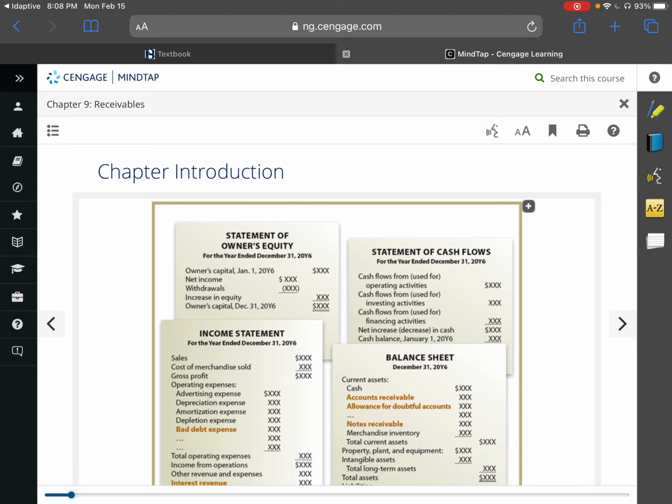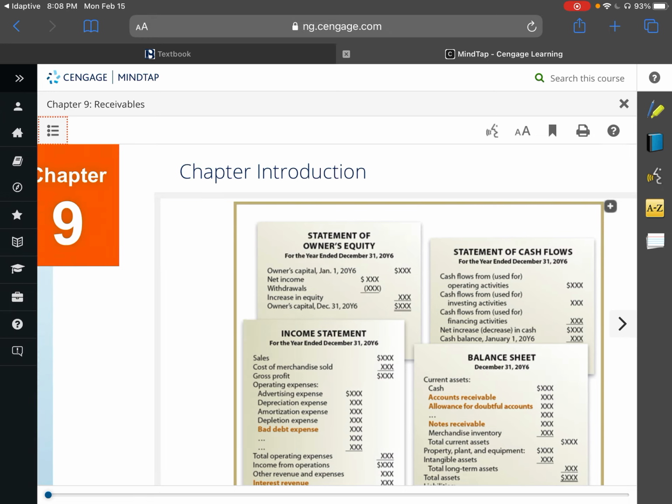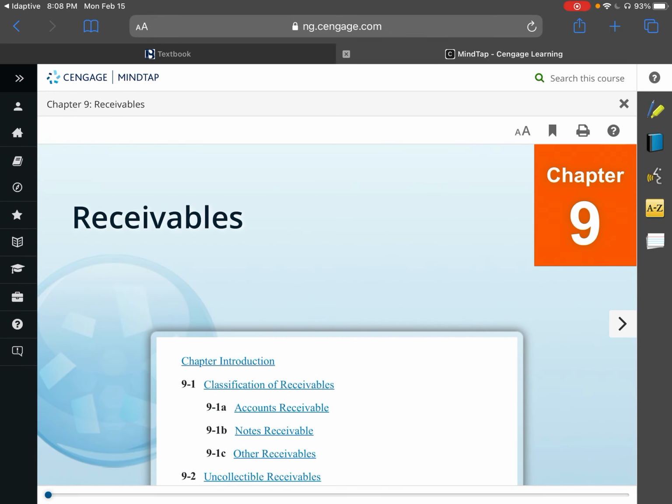So I'm going to go over objectives 1 and 2 in chapter 9. There are still people that have not taken our test. So until that happens, I can't go over the test and what you guys were confused on and didn't get right. So know that we will do that at a future date. But right now, I want to start chapter 9. So chapter 9 is on receivables.